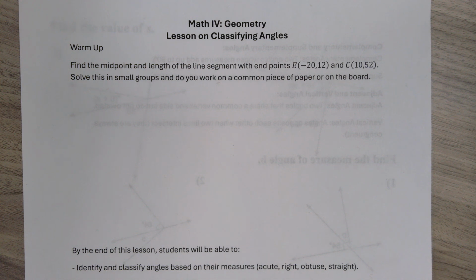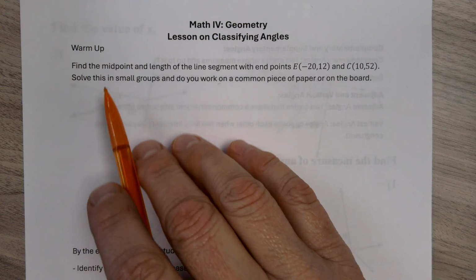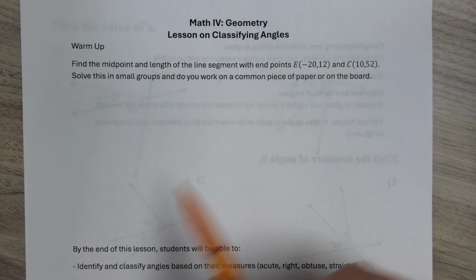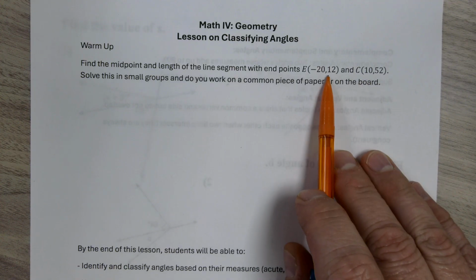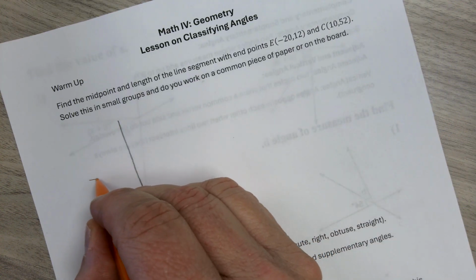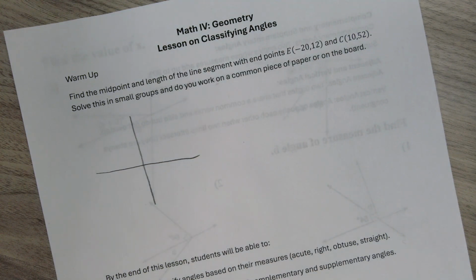Alright, this is lesson 1.4 for geometry, lessons on classifying angles. But before we get into the lesson, we're going to go ahead and once again do a warm-up on midpoint and length. So we've done a number of warm-ups on these. This one I made a little more challenging. I put some points on there that would make a graph a little bit more difficult, but you can still do a basic sketch.